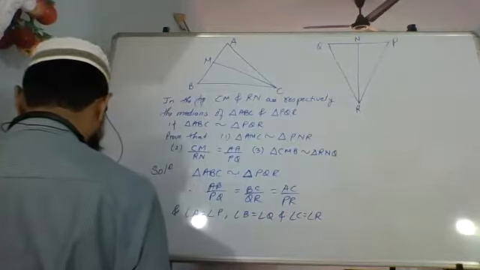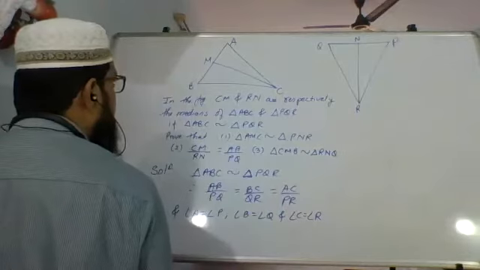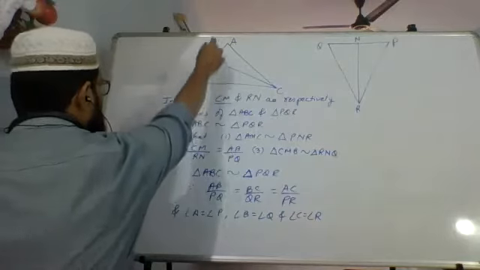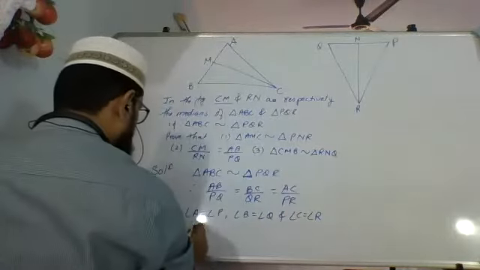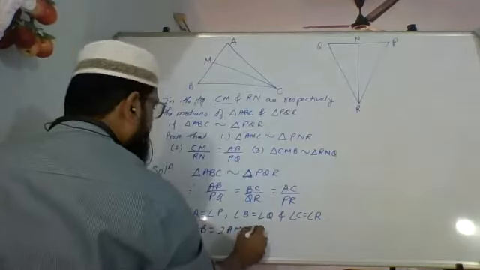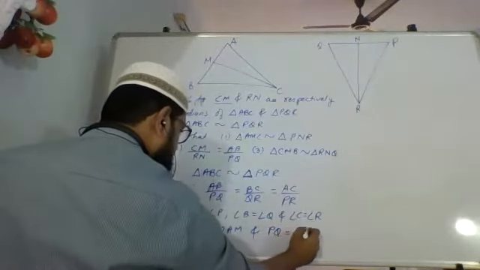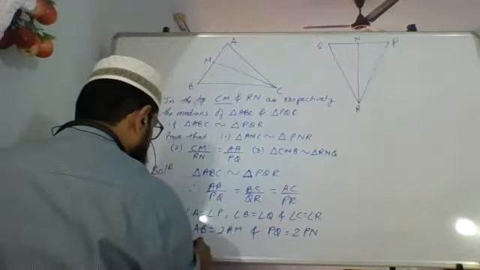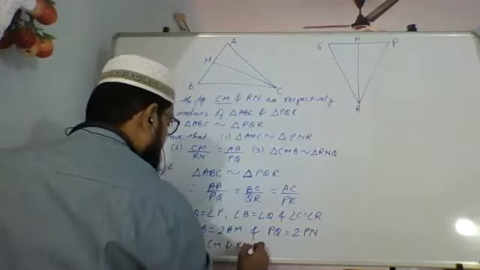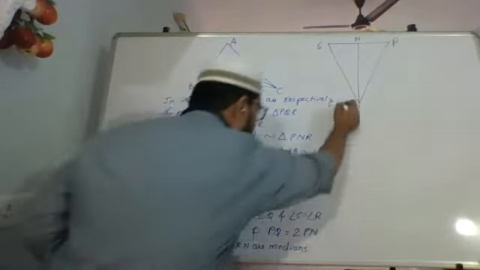Okay. Now, AB is 2 times AM because it is given CM is the median. Median means it divides the side into 2 equal parts. So we know AB equals 2 times AM. Similarly here, PQ equals 2 times PN, as CM and RN are medians.